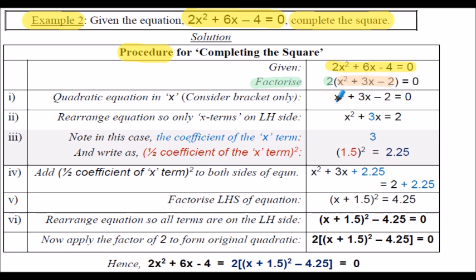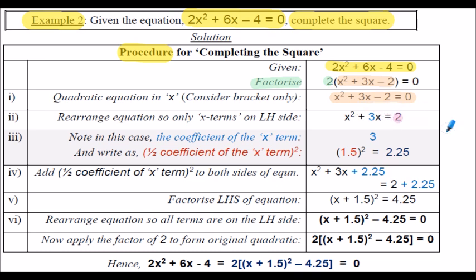I'm just initially going to consider the bracketed term here equated to 0, but I mustn't forget the 2. I will include that again at the end of the completing the square process. So step 2, rearrange the equation, so just the x terms on the left hand side, so I've added 2 to both sides of the equation.